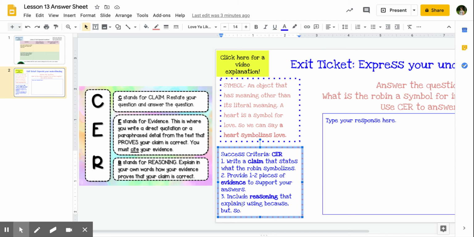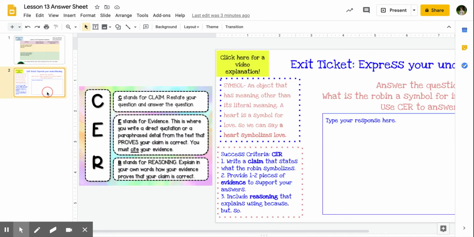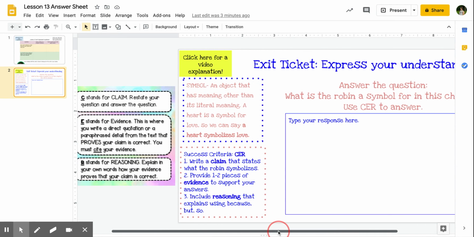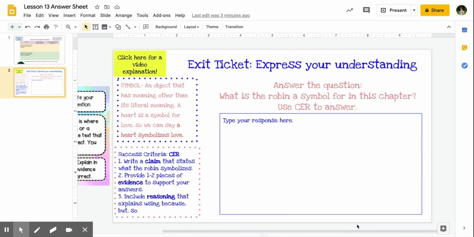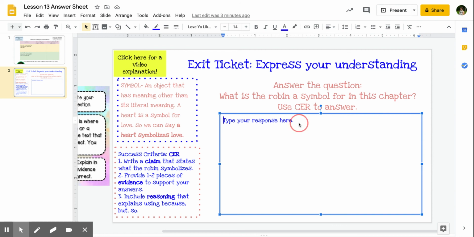The R stands for reasoning. This is where you explain your answer in your own words, proving why your evidence matches your claim. Why are you correct? Why does this evidence have anything to do with your answer? So, in order to use CER, I have to start off with a claim. What is the robin a symbol for in this chapter? I want you to think to yourself, how can I restate this question before I write the answer? And I want you to try to do that.